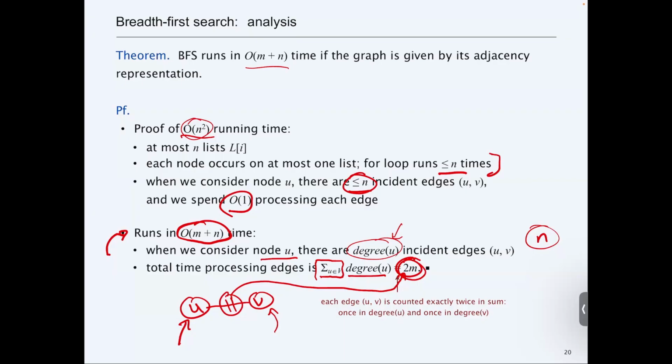And this is one of the reasons that breadth first search is used constantly in practice. It's conceptually simple, and it's asymptotically efficient.